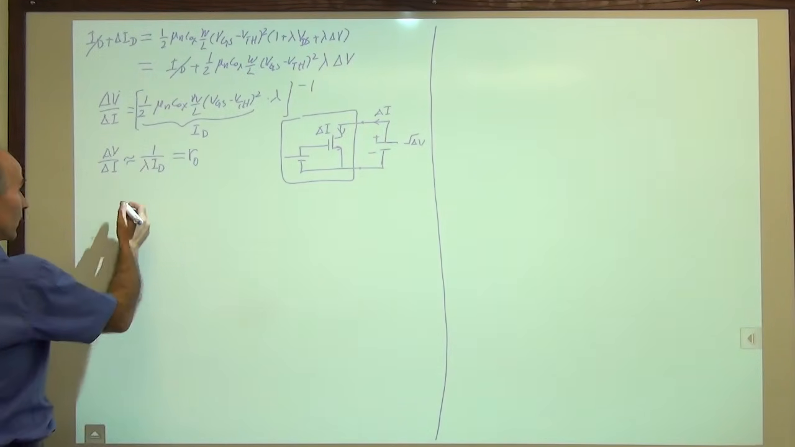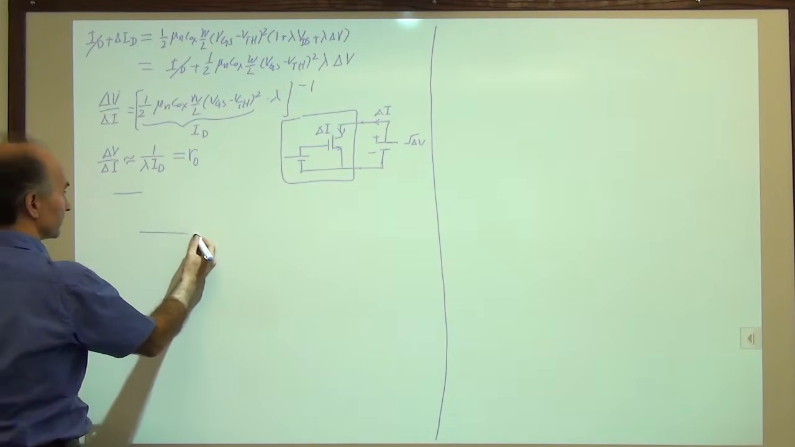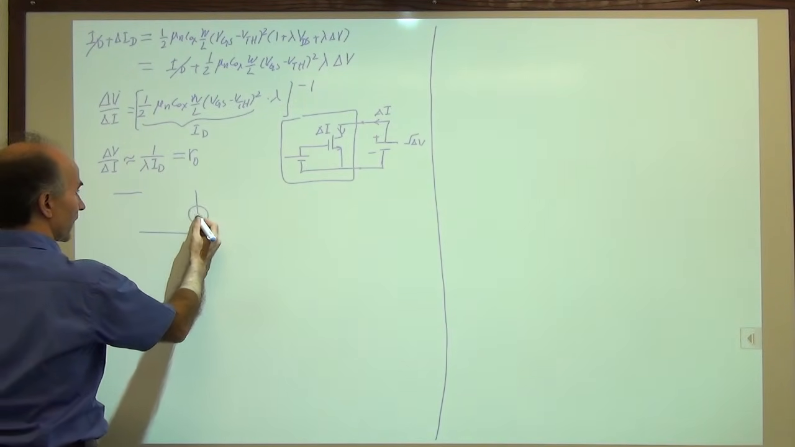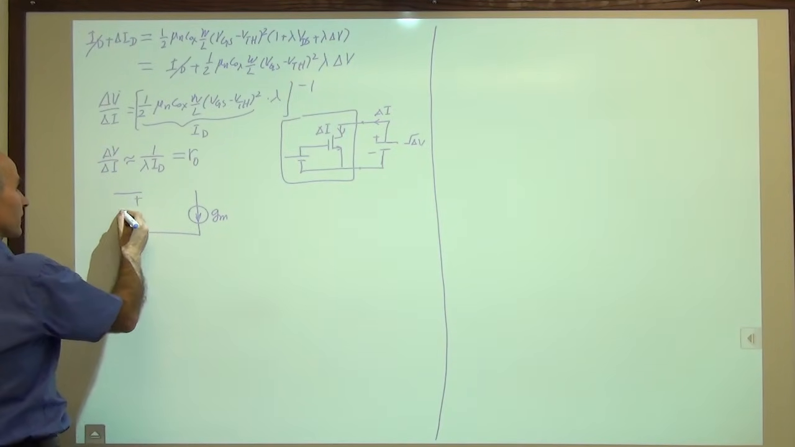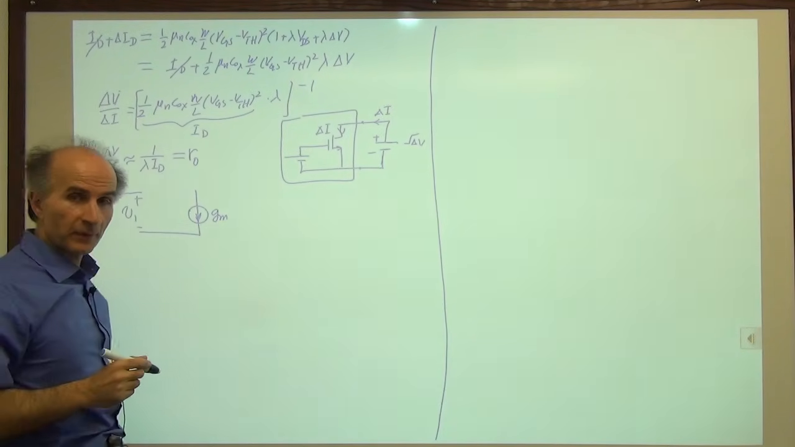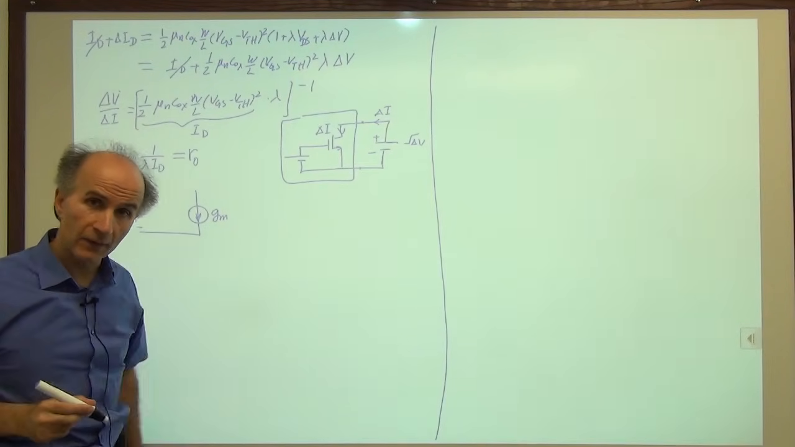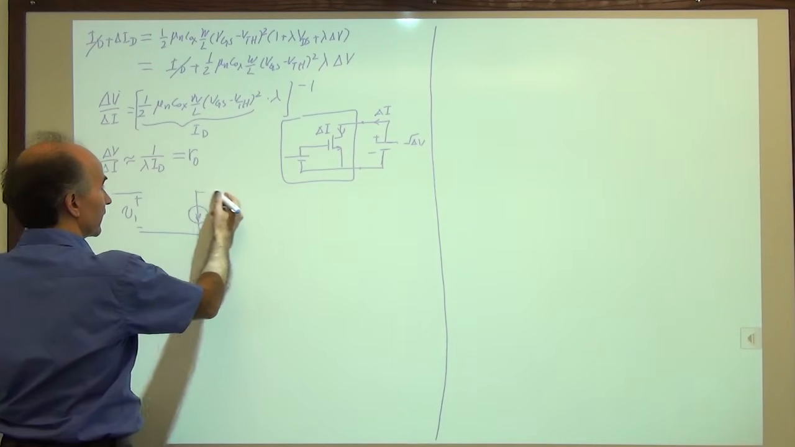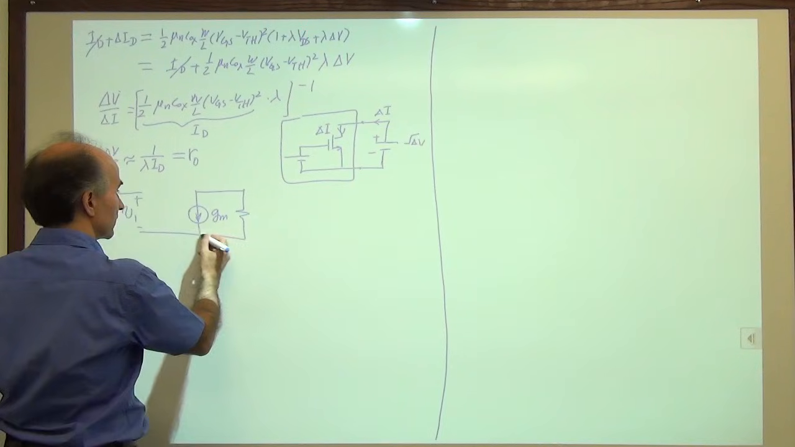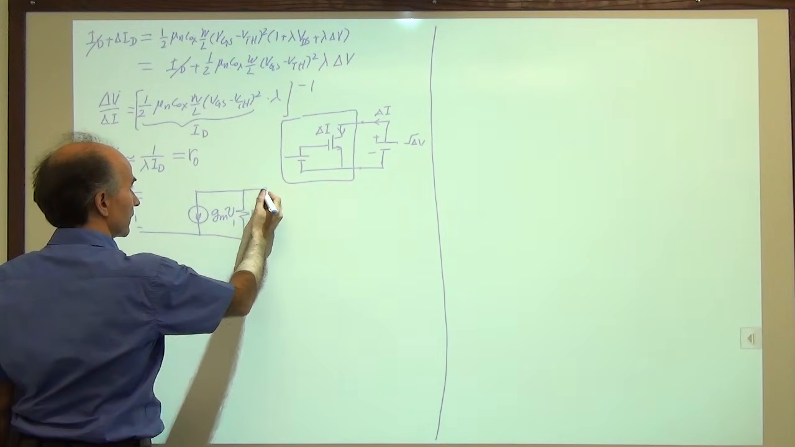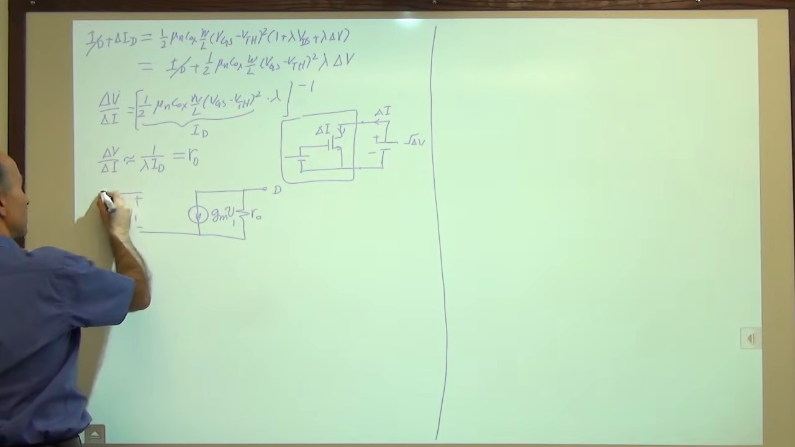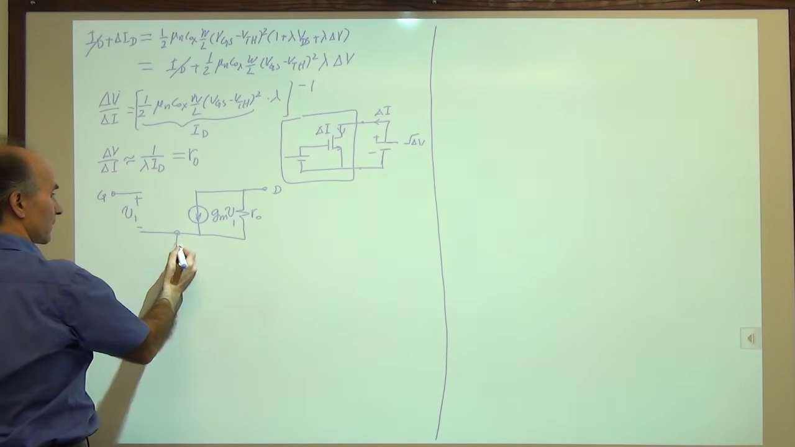This gives us the following small signal model. We have GM V1, so let's call this V1 again for simplicity. V1 represents the increment in the gate-source voltage. And then here we have just a resistor, RO, in parallel with GM V1. This is the drain, this is the gate, and this is the source.